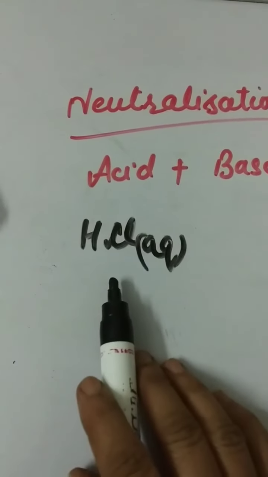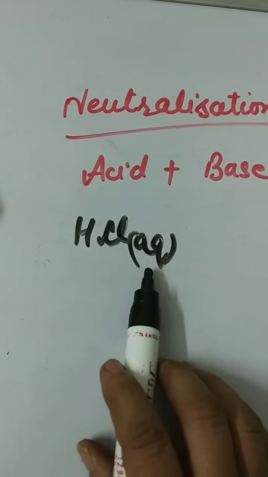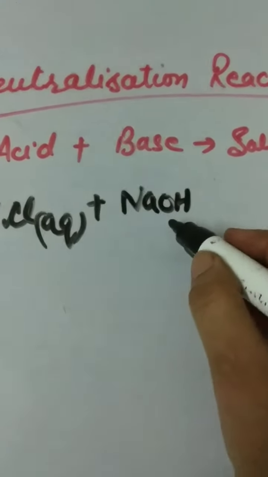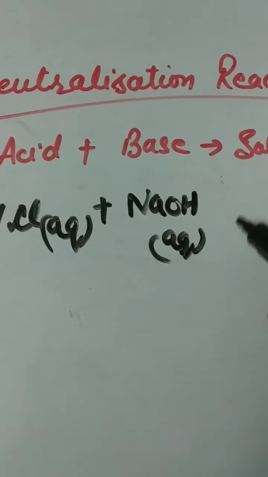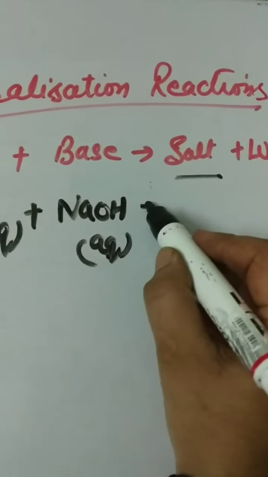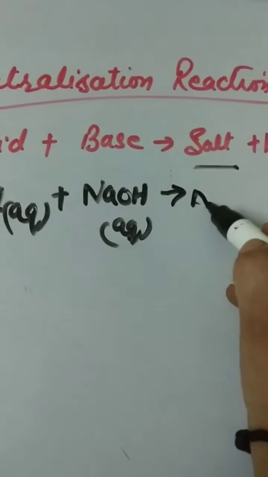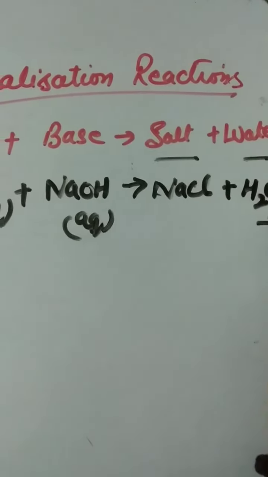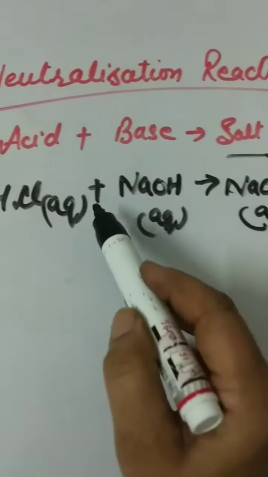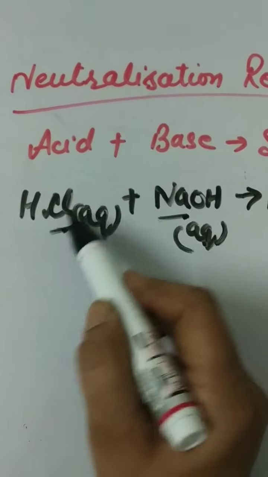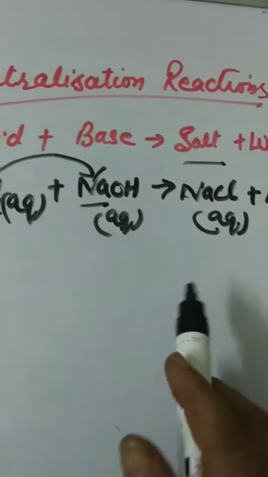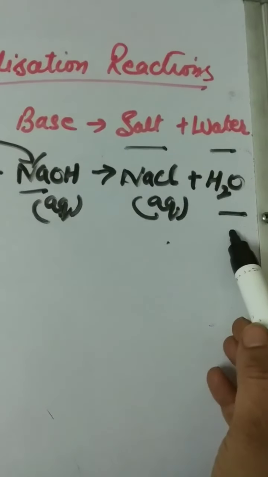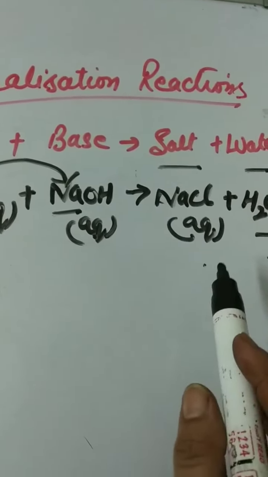For example, if we take hydrochloric acid in aqueous form, it reacts with sodium hydroxide, a base, in aqueous form. It will form salt and water. Which salt will it form? Sodium chloride and water will form as products. Sodium chloride in aqueous form. Exchange of radicals takes place and we form salt and water, and they are neutral.